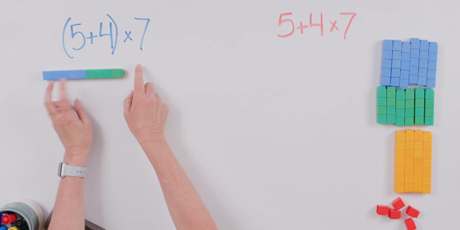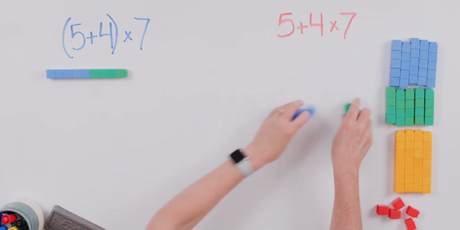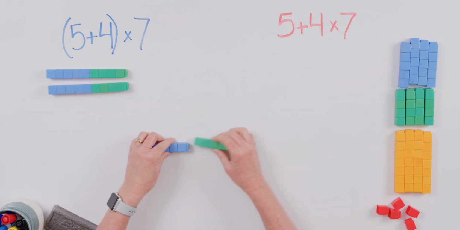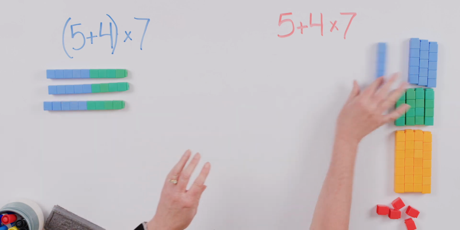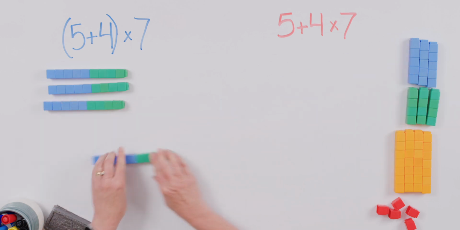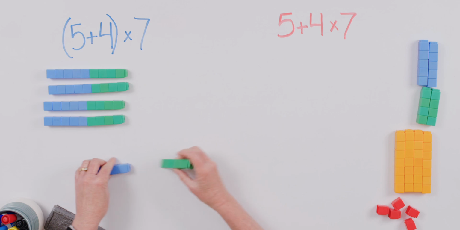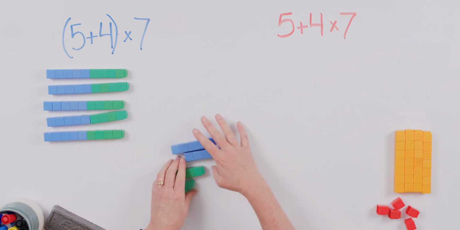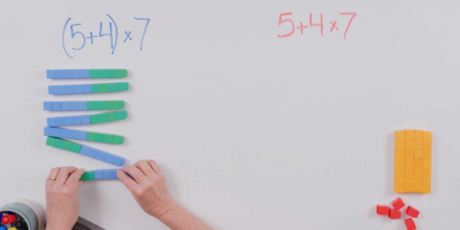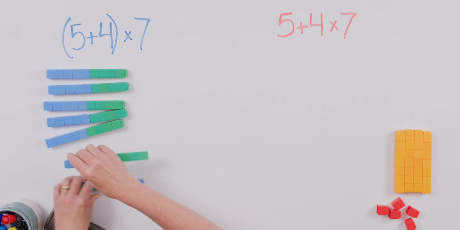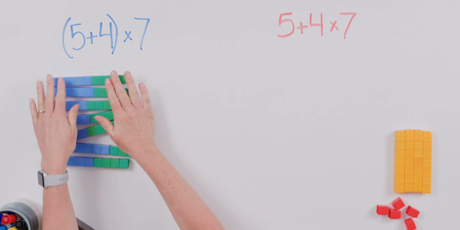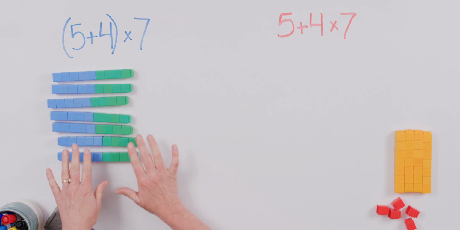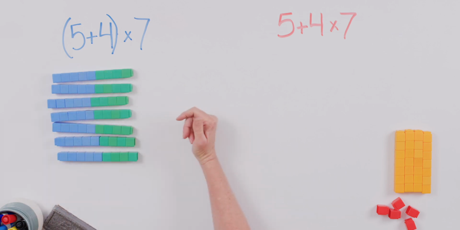But I'm going to need how many groups of them? 7 groups of them, okay? So let's get 7 groups of these. Here is a second group, a third group, a fourth, fifth, sixth, and 7. Whoops. All right, so I now have my 7 groups of my 4 plus 5.